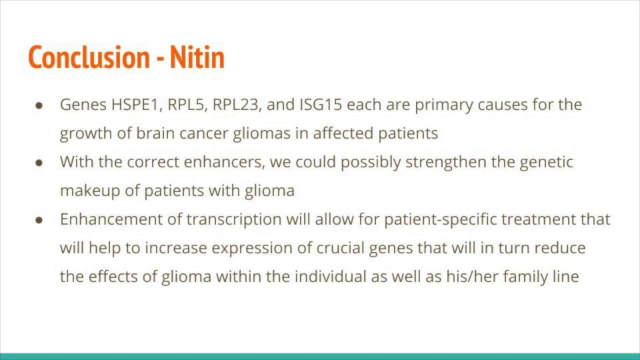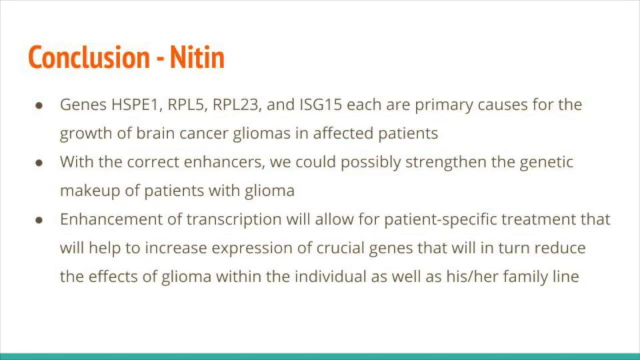Through our investigation, we found that these four genes, HSPE1, RPL5, RPL23, and ISG15, are all primary or significant factors for the growth of brain cancer gliomas in affected patients. We can tell this because all four of these genes are downregulated, and all four of them are correlated to something that could definitely lead to the growth of glioma cells.